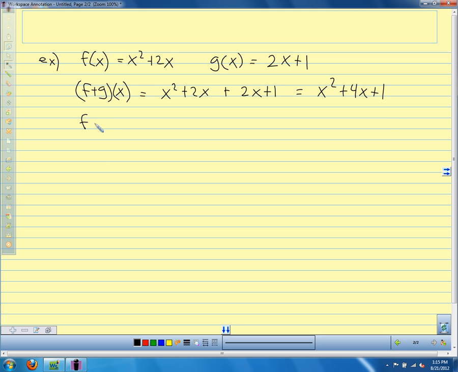F minus g, same thing, subtracting: x squared plus 2x minus. When we subtract a function, it's important to remember, I always like to put this second function in parentheses, so I remember to distribute that negative sign. So I get x squared, 2x minus 2x is 0, and I get a minus 1. x squared minus 1.